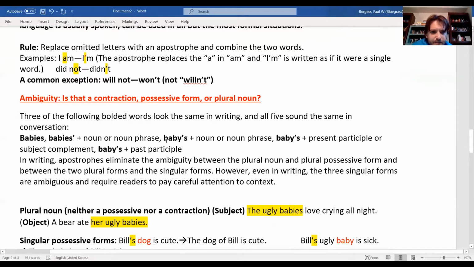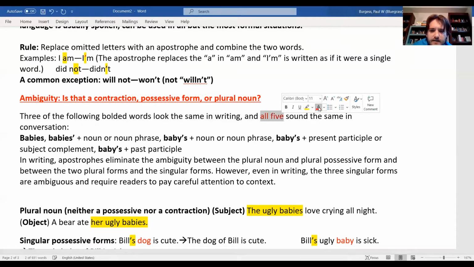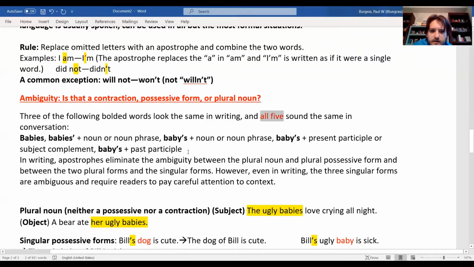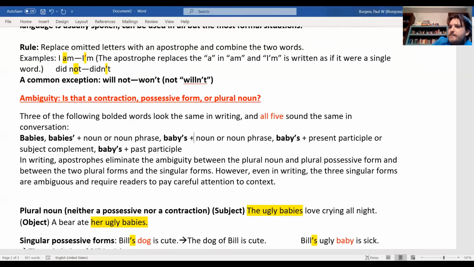All right, so let's take a look at these. Babies, babies, babies, babies, and babies. As you hopefully noticed, all 5 babies sound exactly the same. And 3 of them look exactly the same. All right, so in writing, having the apostrophes in different positions helps us to reduce that ambiguity. Now 3 forms look the same instead of 5. In speech, 5 sound the same.